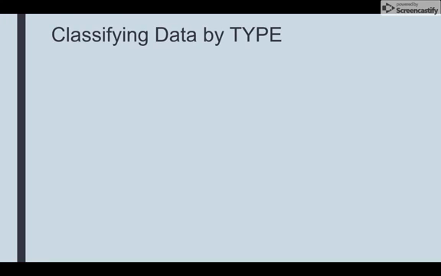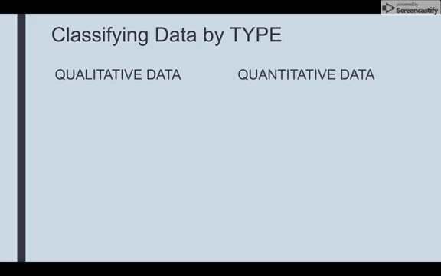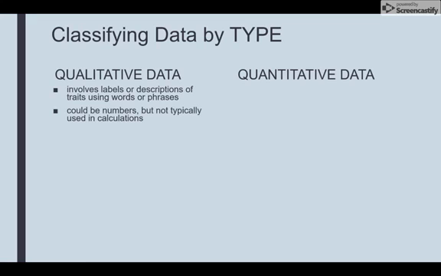There are two broad categories that data can fall into. You can have qualitative data or you can have quantitative data. Qualitative data involves labels or descriptions of traits that typically involves words or phrases. It could be numbers, however, usually it would be numbers that we don't typically calculate with. It's sometimes also called categorical data because it involves categories. With qualitative data, you want to think about it being a quality, again, or a characteristic of the particular variable.